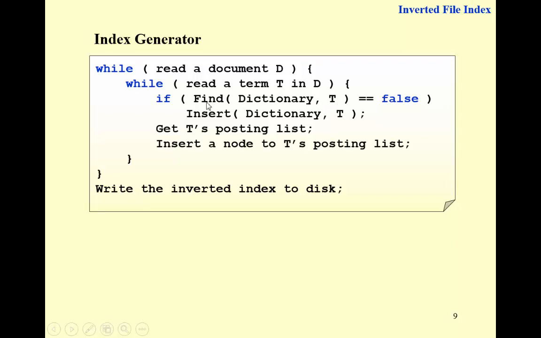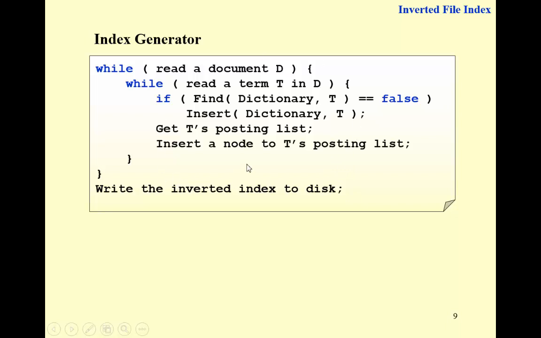out if this term is already in the dictionary. If this find function returns false, it means that this is a new term. Then we insert that term into the dictionary and create a new posting list for this new term. Okay, if it's already in the dictionary, we skip this part and get this term's posting list. So basically what we do is update its posting list by inserting a new node to this term's posting list. That is to insert this document into T's posting list. After we're done with all the documents, we're supposed to write the inverted index to some disk storage. So this looks really simple, right?